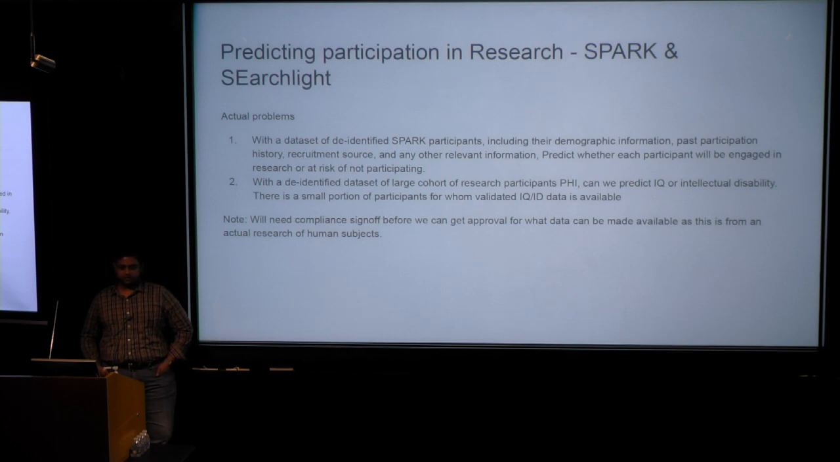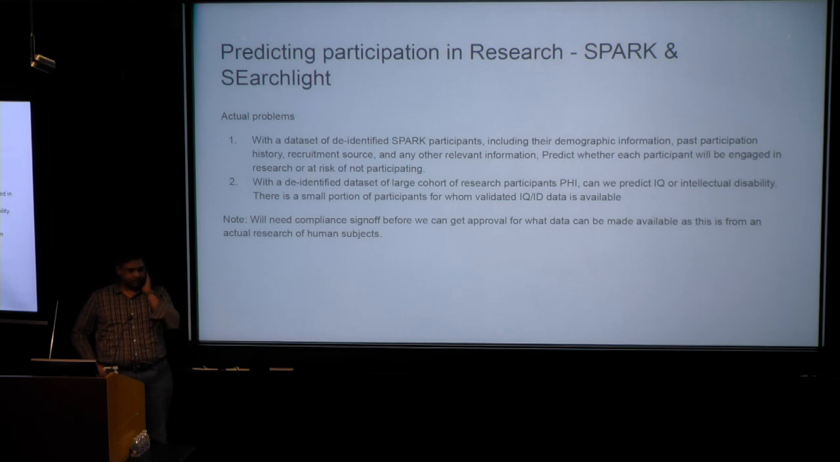So the problem statement is: can we predict the IQ? And if so, how well are we able to predict? Can we predict it and add that as additional information we put out to the world for other researchers to access? In this problem statement, I think some effort has taken place. Anup, do you know the reference to that paper?